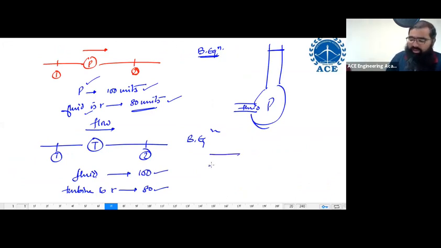Now imagine fluid is coming and you're having some turbine over here. The moment fluid strikes the turbine, what will happen? The fluid's energy is going to convert into the motion of this turbine. So the fluid's energy is decreasing. The fluid is basically giving energy to the turbine.